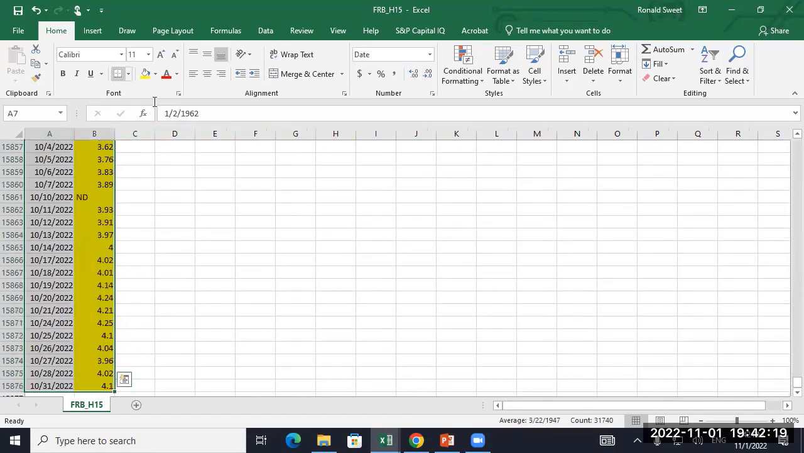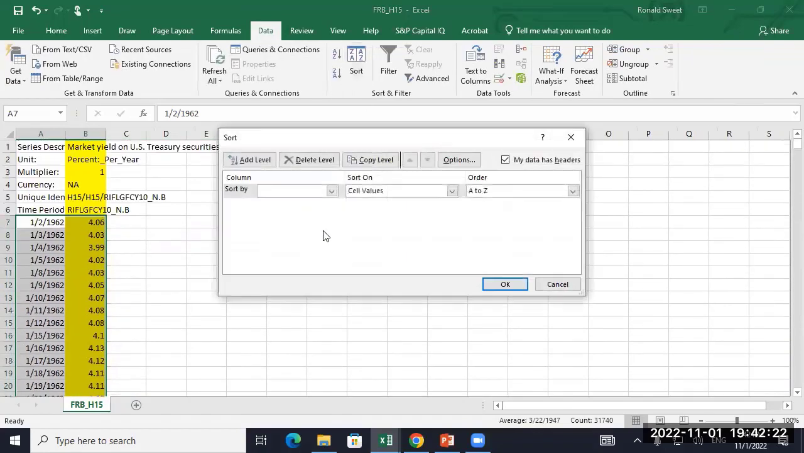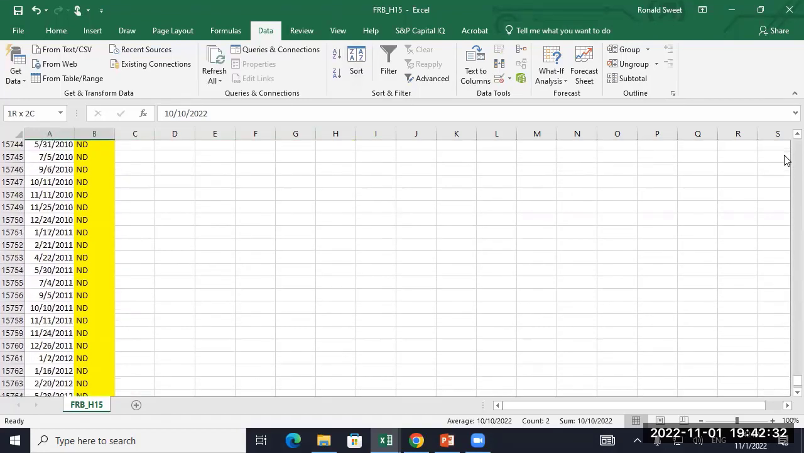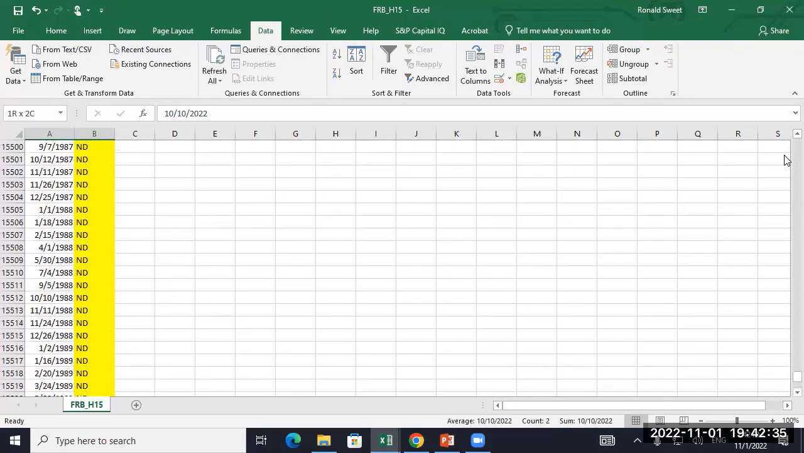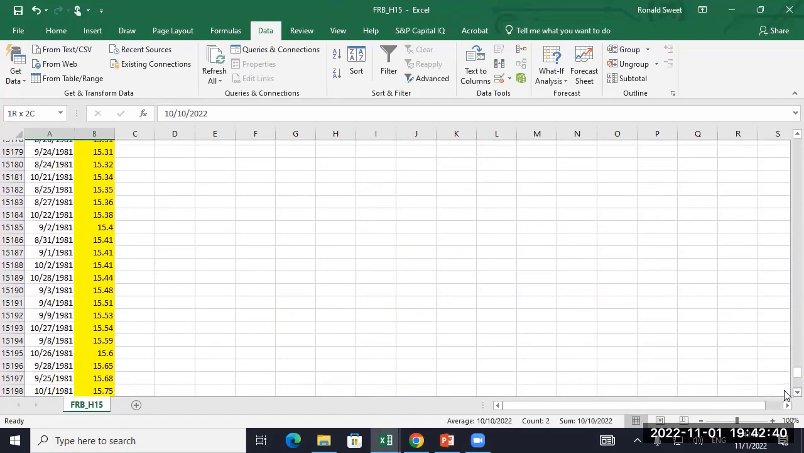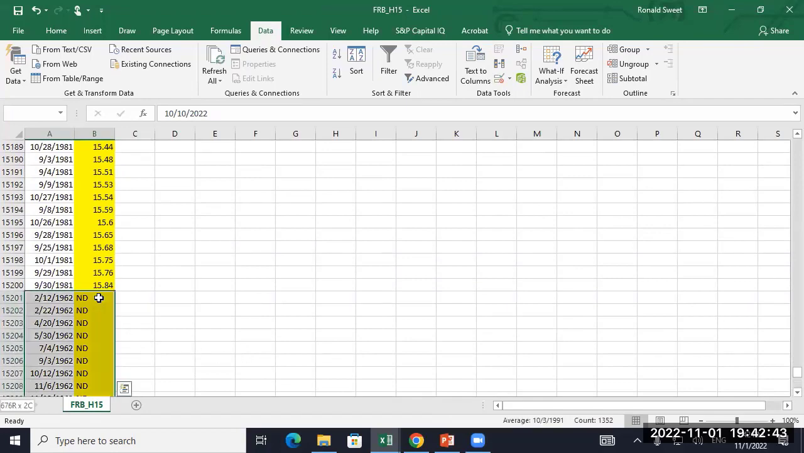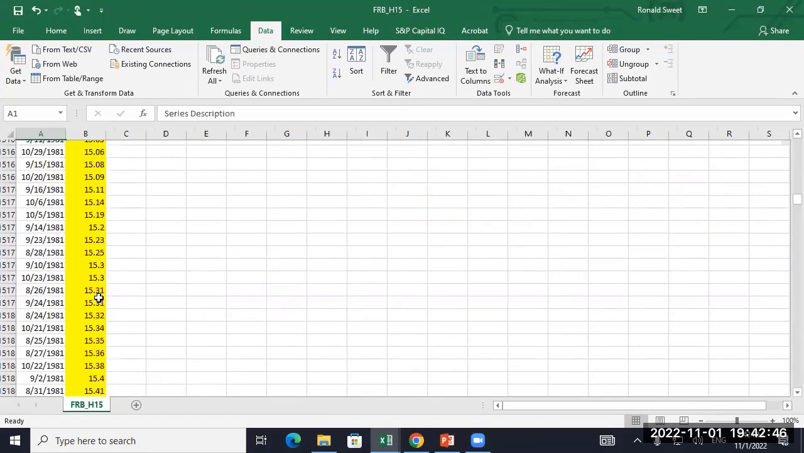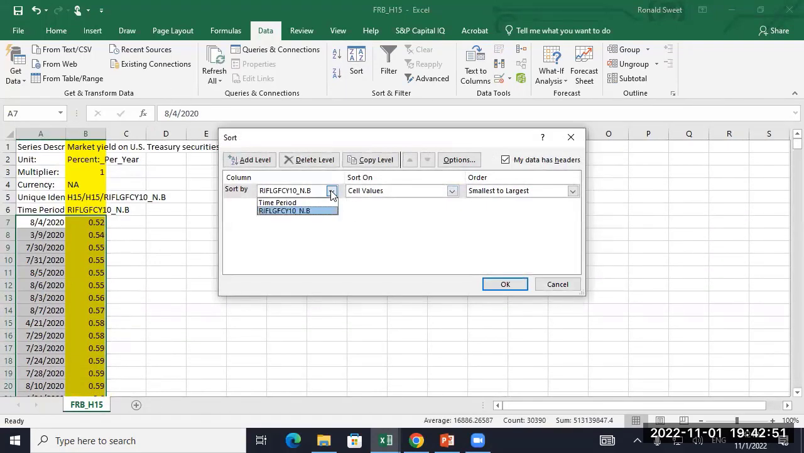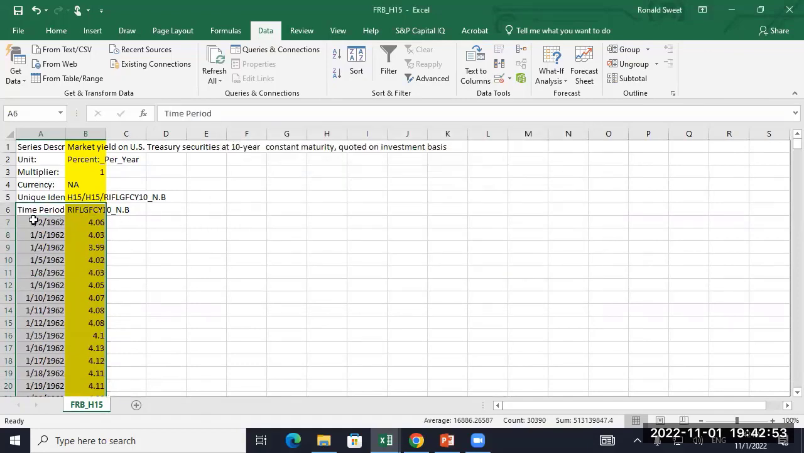So you have to sort it. Get rid of the bunch. I need to ask Keith Phillips why they put the holidays in all of their data. And then sort it by date again. You saw that 0.5 there. That was the 2020 number.